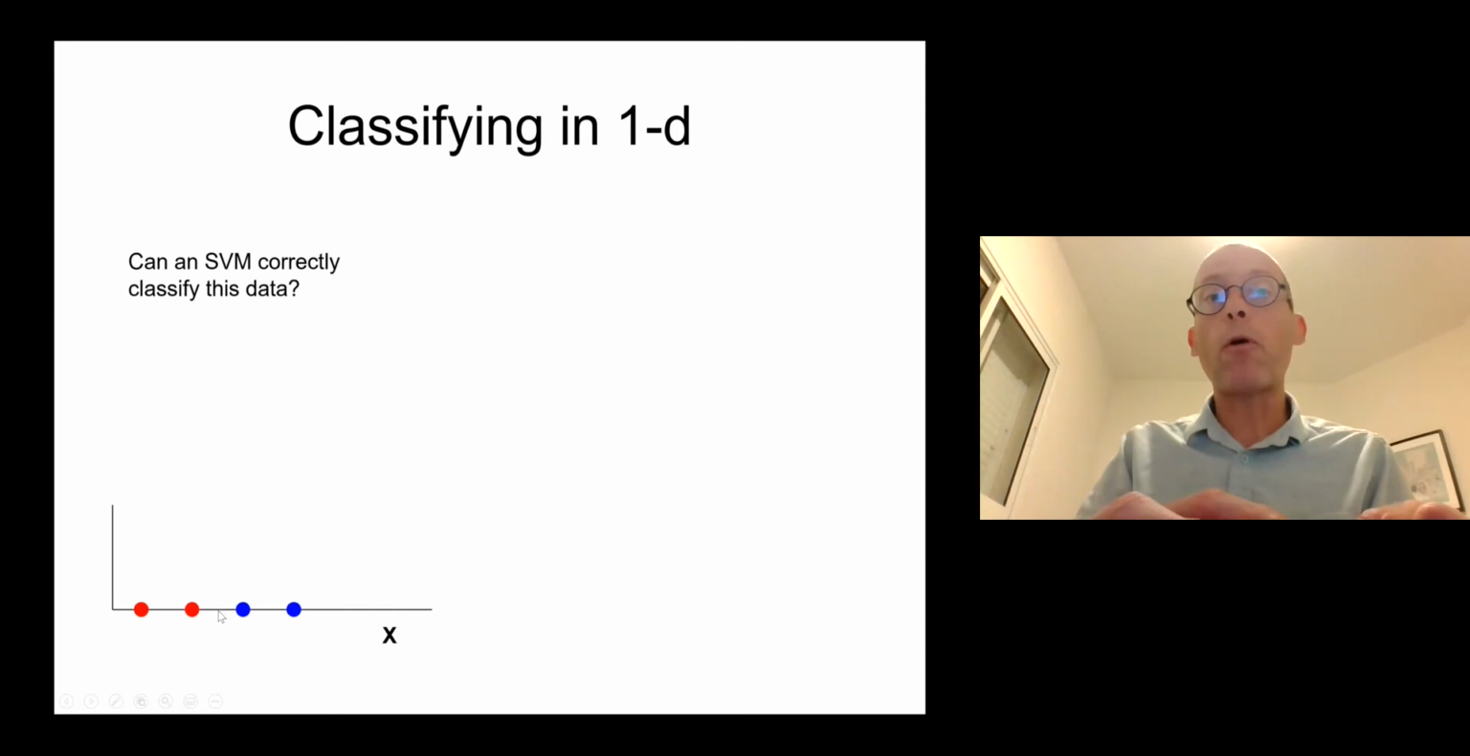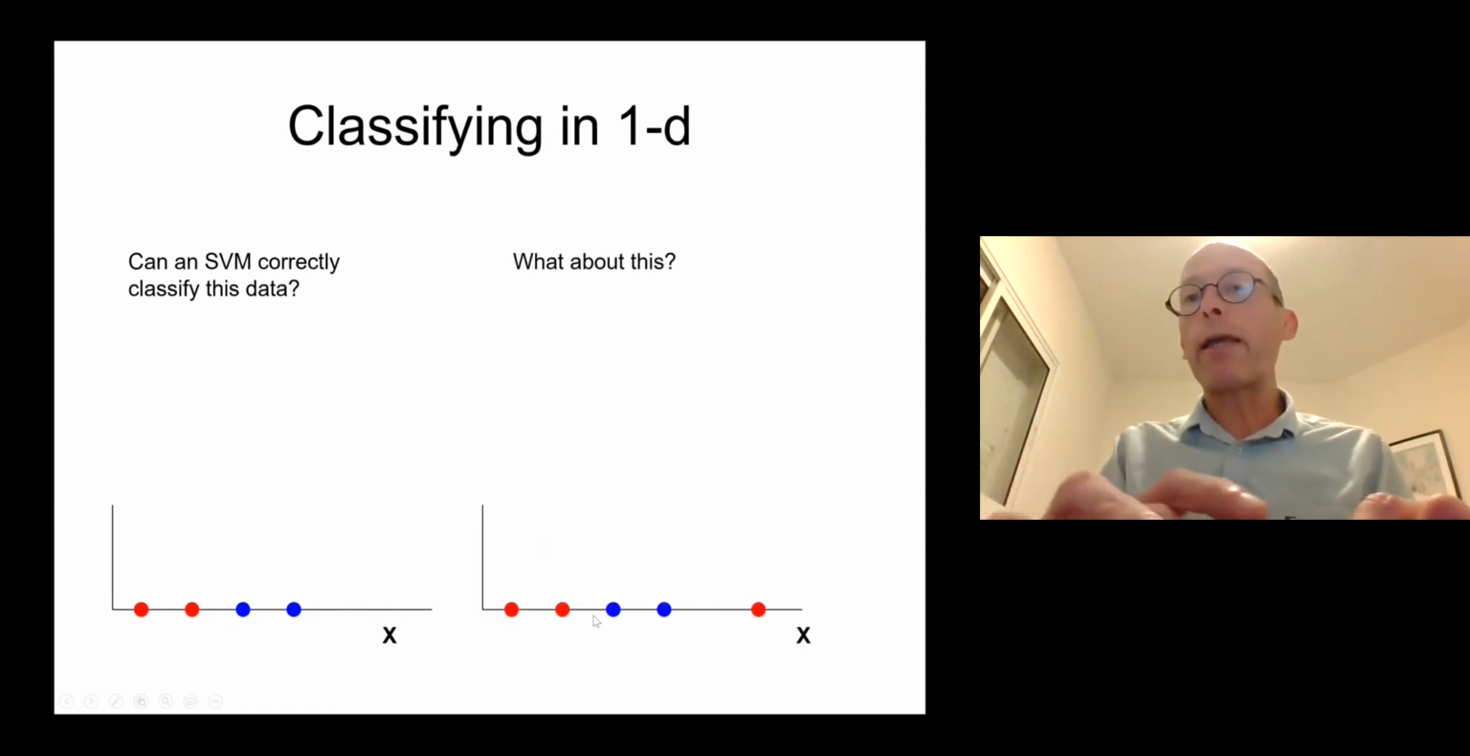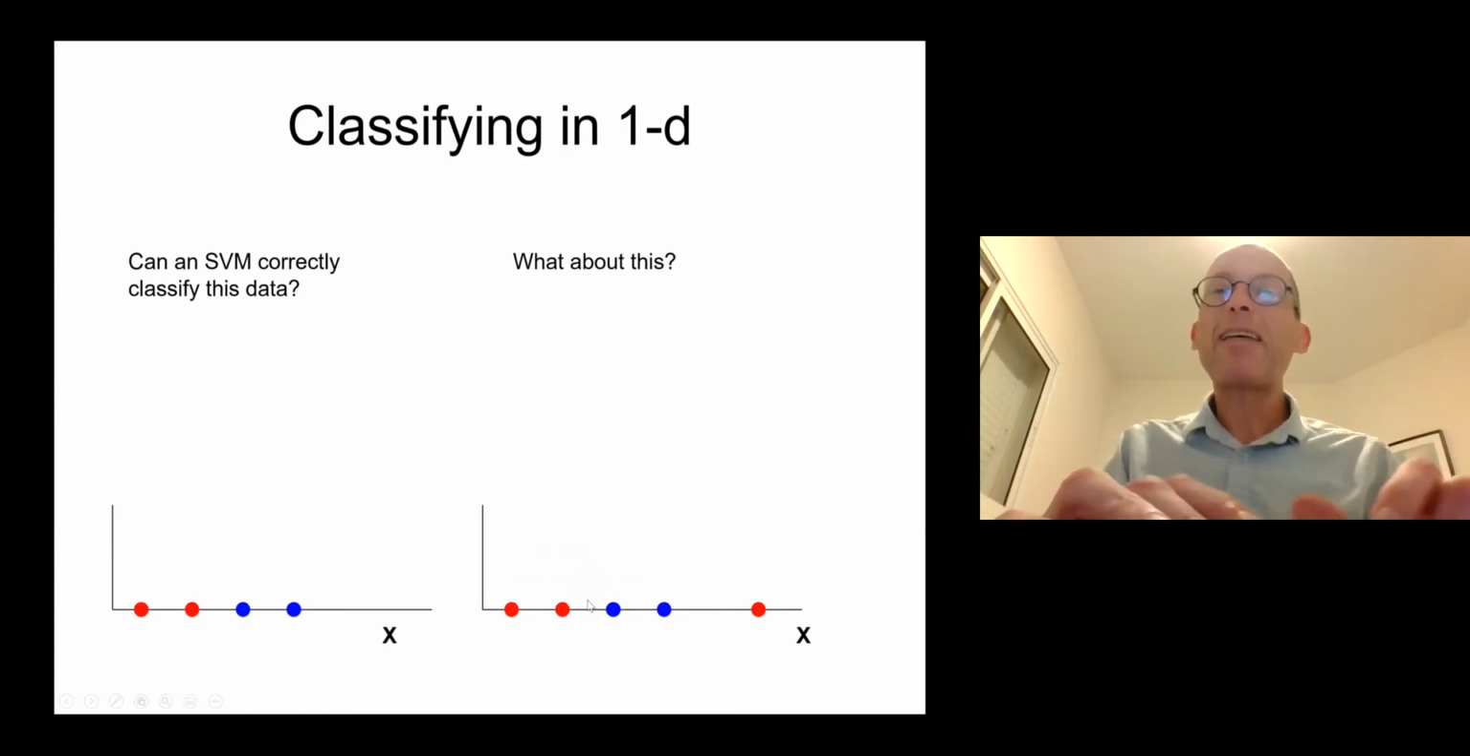Separate them, or a point here to separate them. That's pretty easy. But if we have this and we are working in 1D space, so we're working even in 2D, it doesn't matter, there is no line that will separate these 2 points. Obviously, because they all share the same value for the y-axis, there's no line.